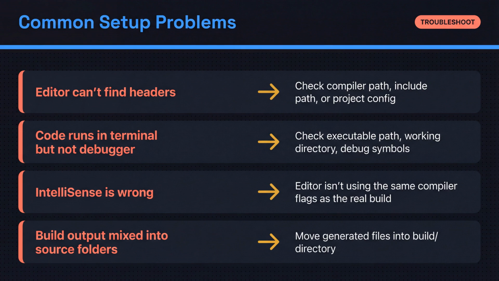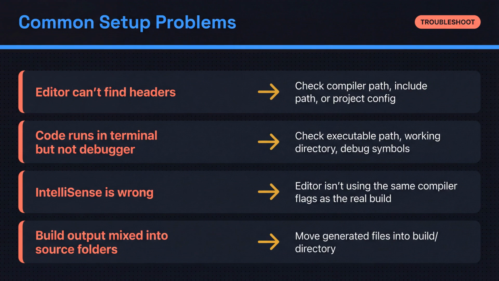Problem 2. The code runs in the terminal but not in the debugger. This means your launch configuration is wrong. Check 3 things. The executable path points at the latest built binary. The working directory is correct, and the debug build actually includes symbols. Problem 3. IntelliSense or code completion is wrong. This happens when the editor isn't using the same compiler flags and include paths as the real build. Sync your editor configuration with your actual compile command.